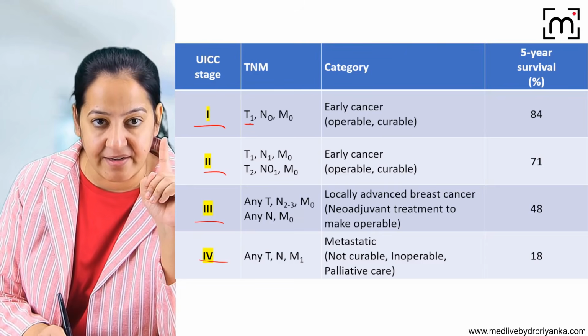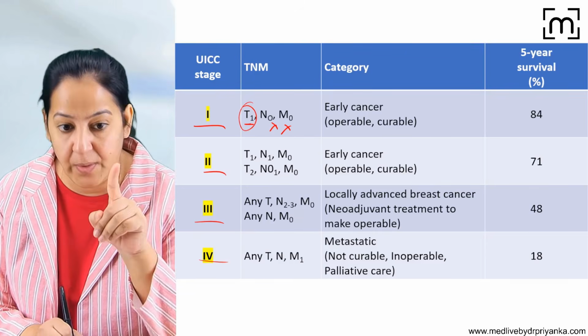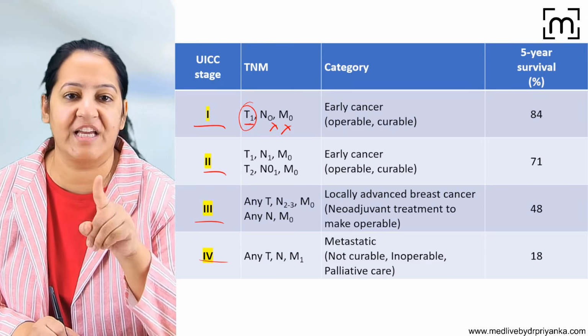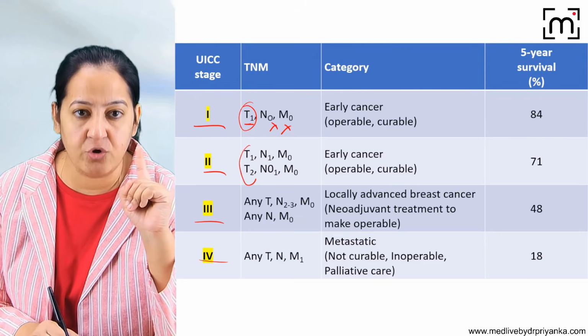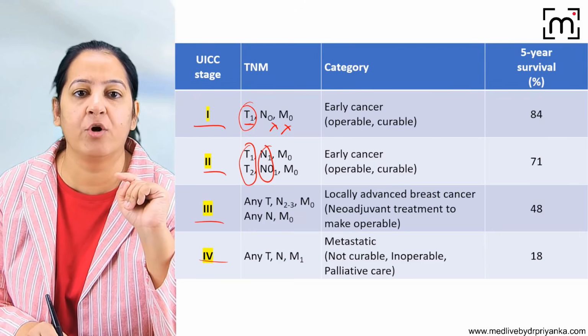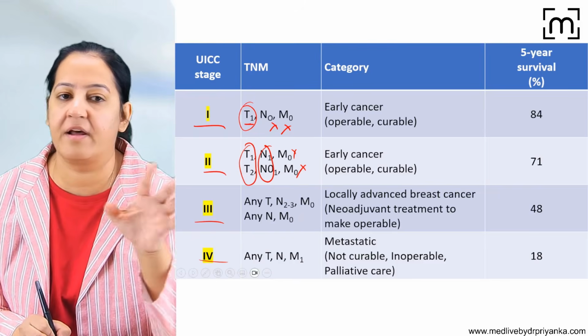In stage 1, it is T1, but no nodes involved, no metastasis, and the tumor is less than 2 centimeter. That is T is 1, N is 0, M is 0. We call it stage 1, the best prognosis. In stage 2, T can be 1 or 2, N can be 0 or 1, but there are no mets.